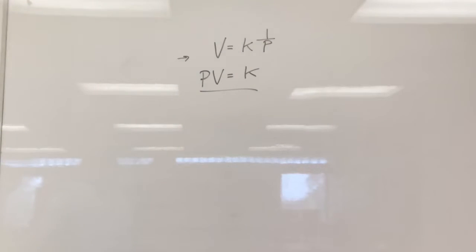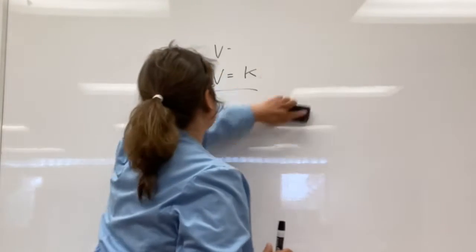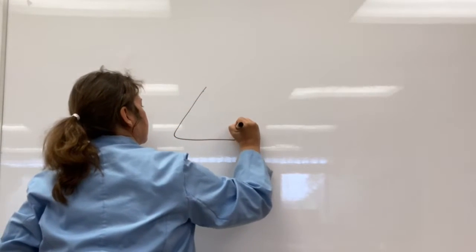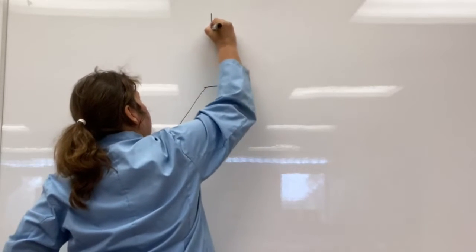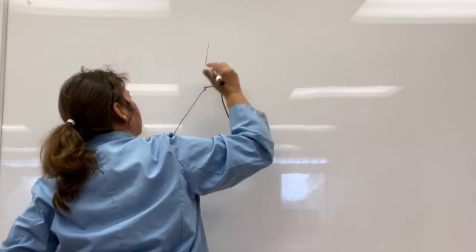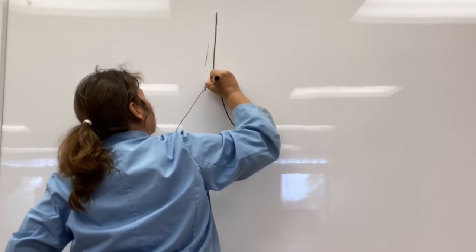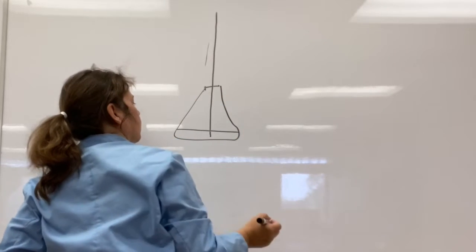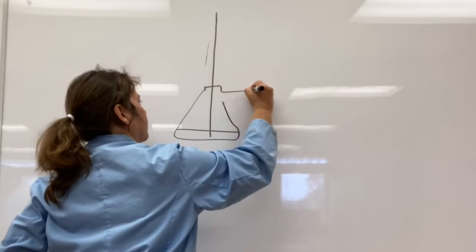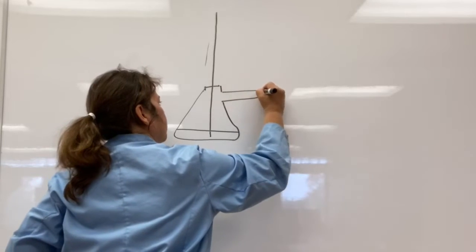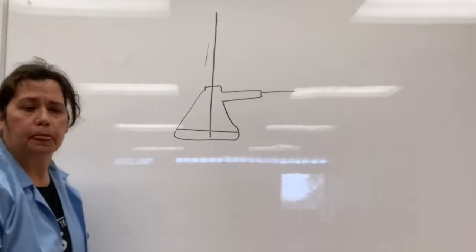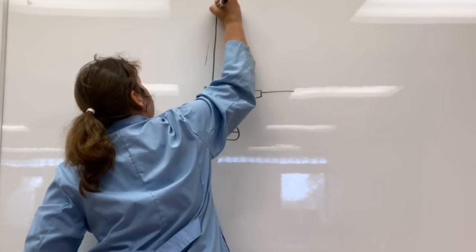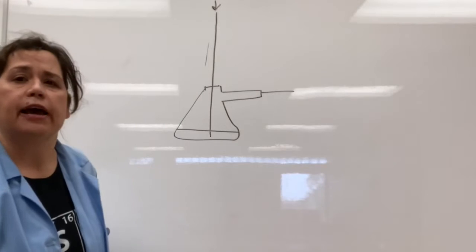So here's the concept. Your flask will have a tube. The tube will be beneath some water. You have a syringe over here that's going to adjust the volume. So the atmospheric pressure pushes down the tube because it's open to the atmosphere.